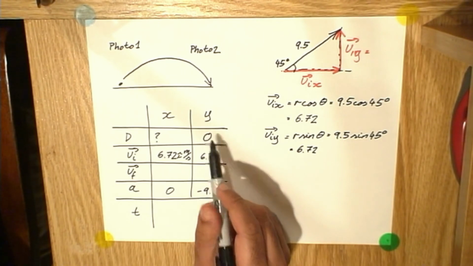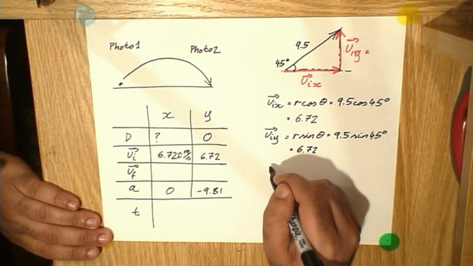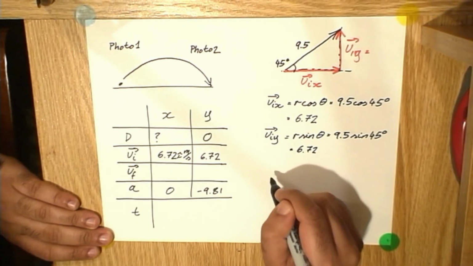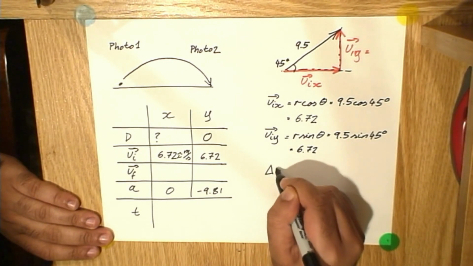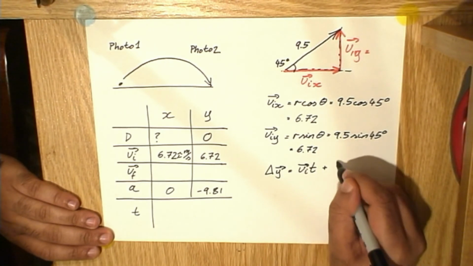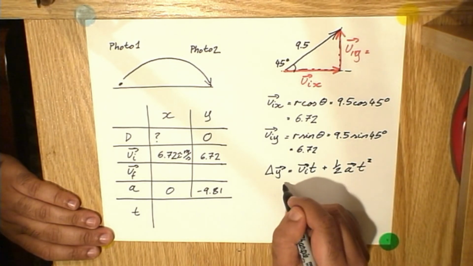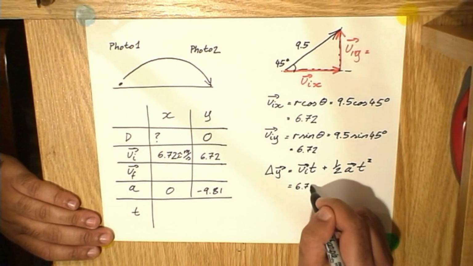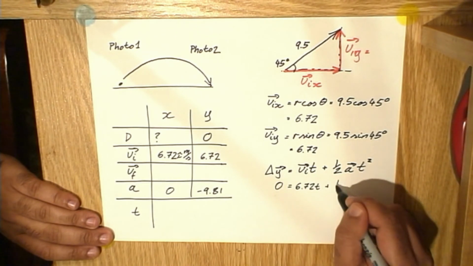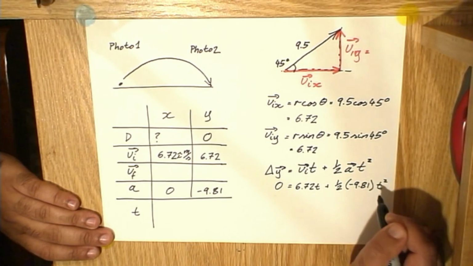We have displacement, initial velocity, acceleration, and we're looking for time in y. So how do we work that out? The only equation that weaves together those four quantities is toolbox equation number 2. Delta y is equal to v initial times t plus 1/2 a t squared. So v initial is 6.72 times a time, which is unknown. Delta y is 0 plus 1/2 a is negative 9.81 times t squared.